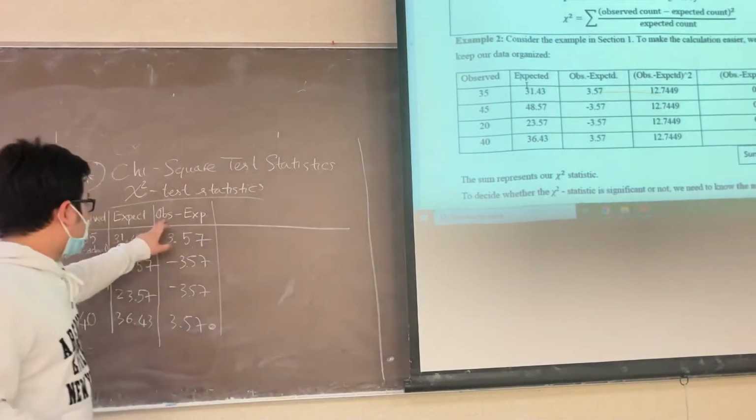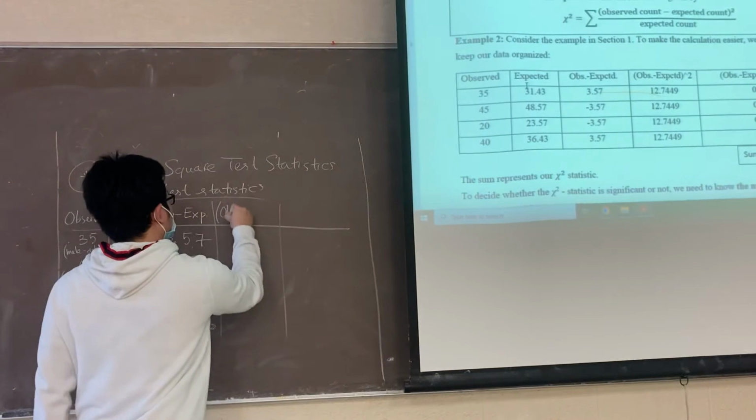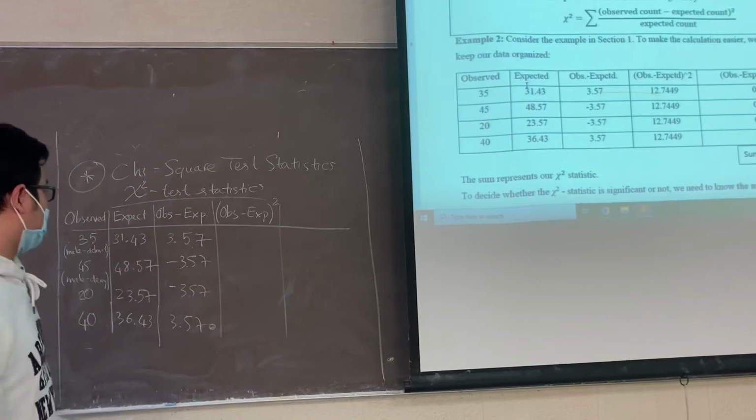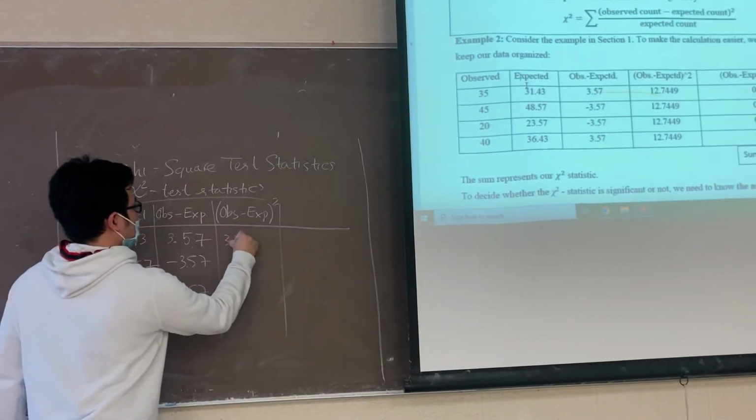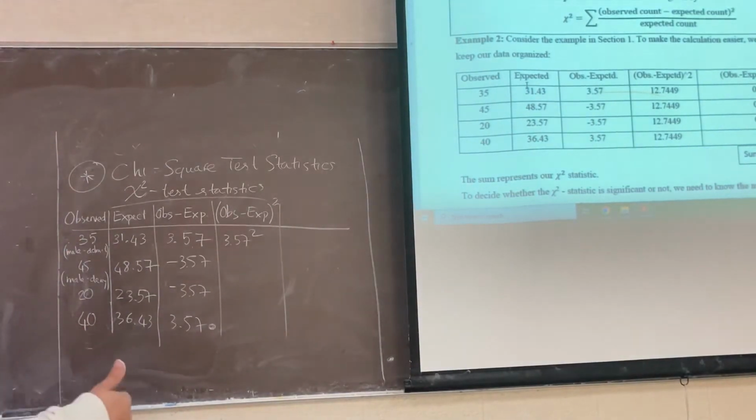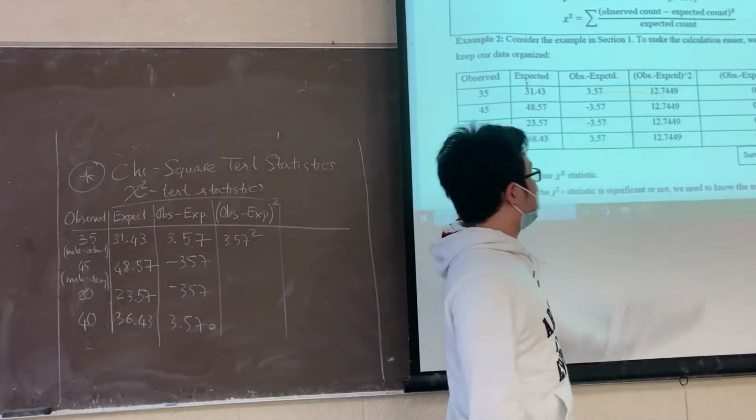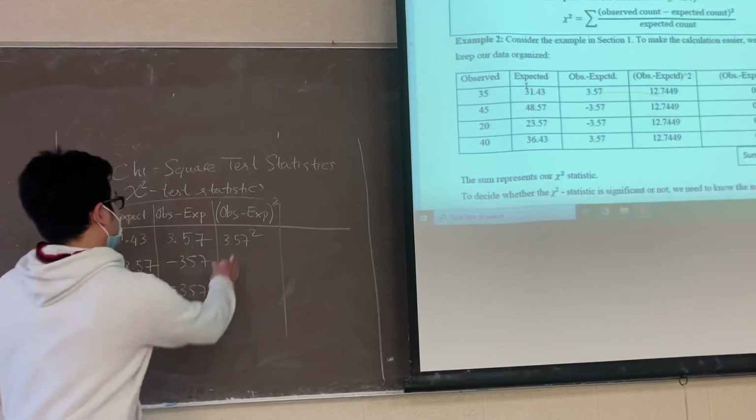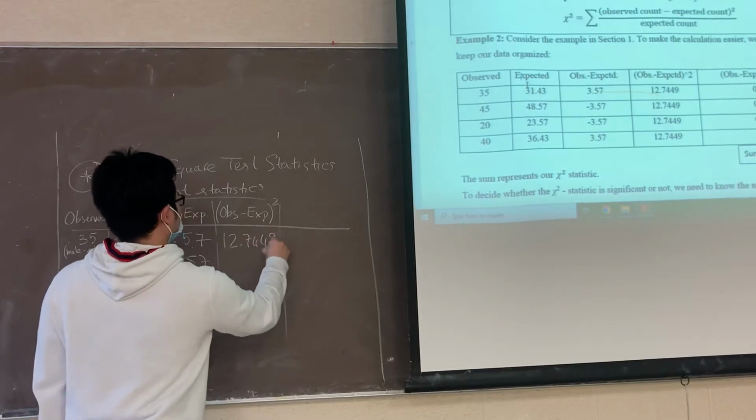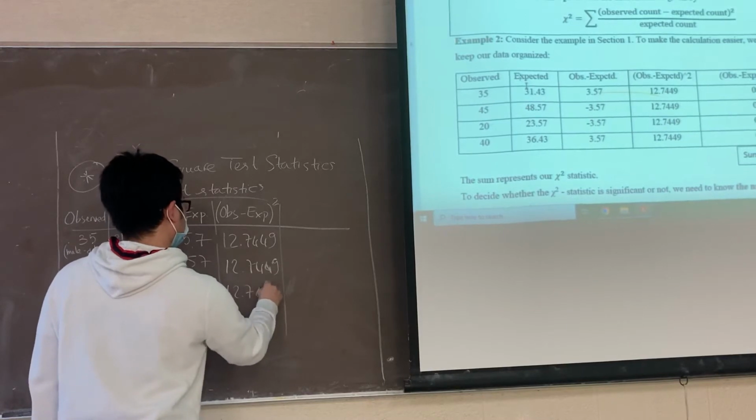When we have the observed minus expected count, we can calculate the observed minus expected count squared. We just square this number. That means 3.57 times 3.57, and we get the result 12.49. It's the same for the others.